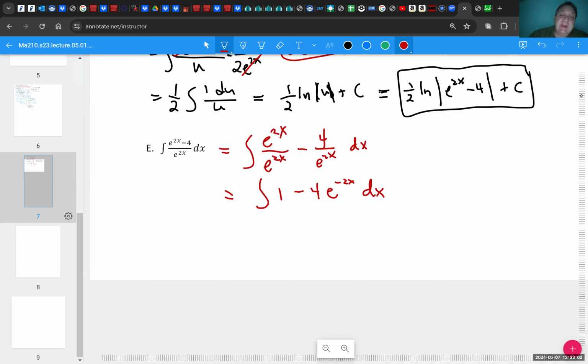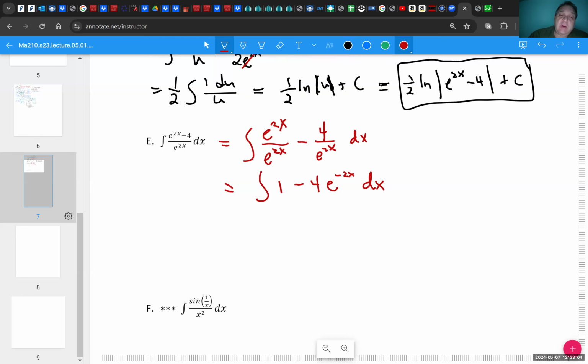We can write this in two separate parts: integral of 1 minus the integral of 4e to the minus 2x. Both of these have a dx on them. You can do the integrals separately because they're separated by a plus sign or a minus sign. And the integral of 1 dx, well, that's just x plus some constant. And what's the integral of this guy over here?